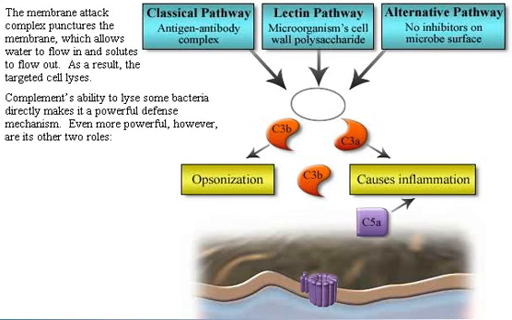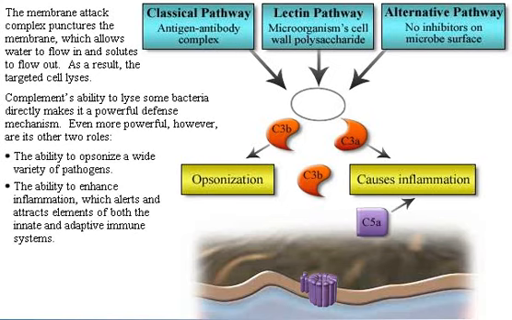Even more powerful, however, are its other two roles: the ability of complement to opsonize a wide variety of pathogens, and its ability to enhance inflammation. Enhancing inflammation alerts and attracts elements of both the innate and adaptive immune systems. We will explore inflammation next.